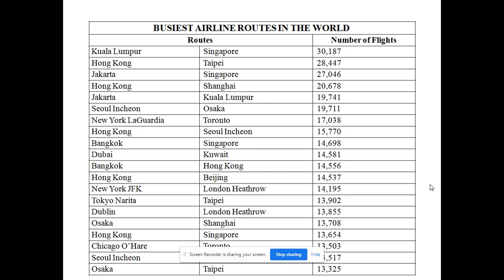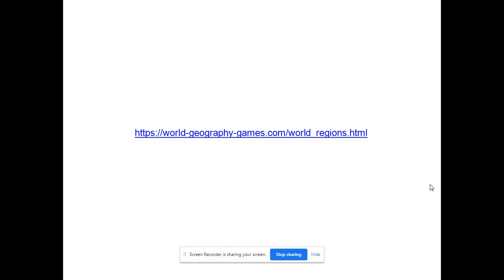I have given you the routes which are being flown. Mostly, you have the routes which go to London Heathrow. You have Hong Kong and Singapore, which are the most flown routes apart from these.